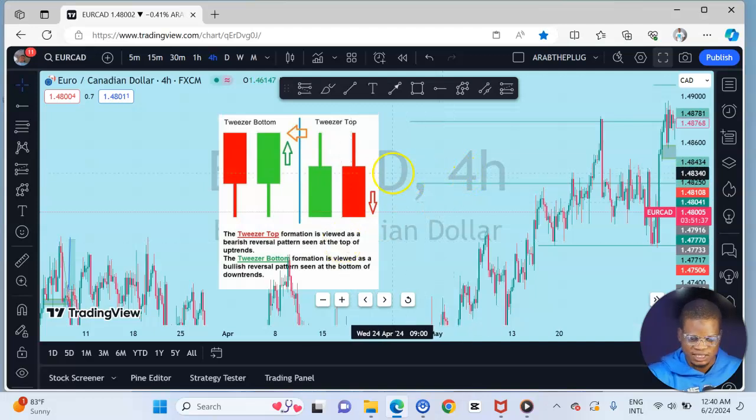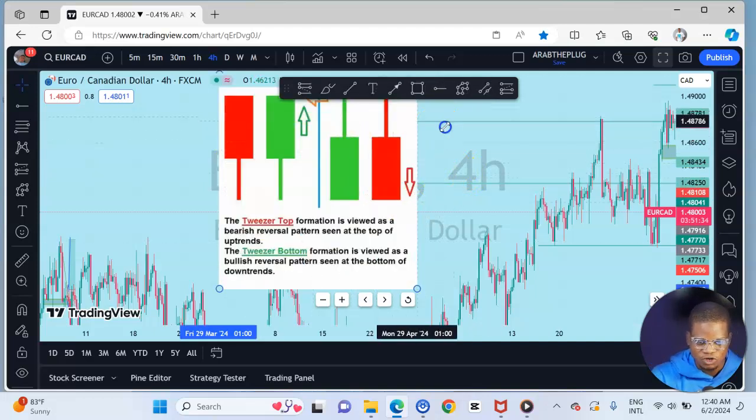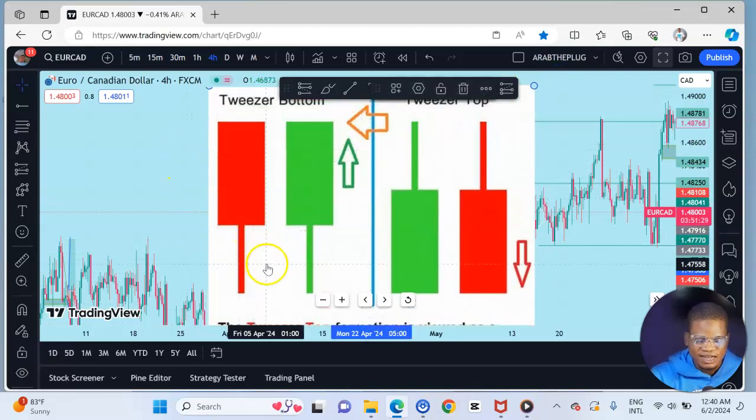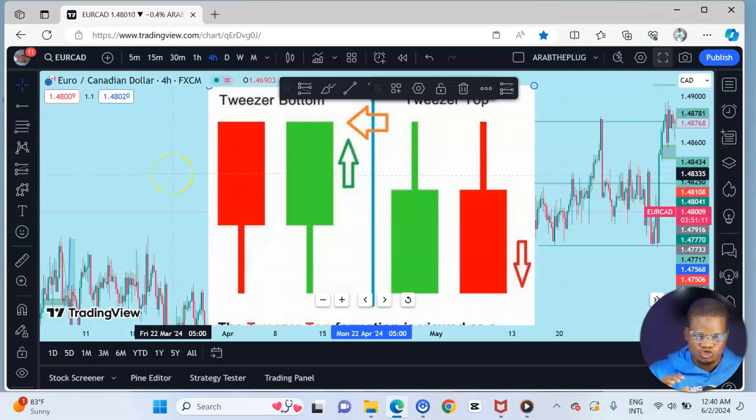But this is the concept of tweezer: the market gave us two times price rejection, because when you see a long shadow or a long wick on the candlestick, it means rejection. It means price tried to come down, but it was rejected, right? So this is two times rejection. Let me give you the logic. Let's do the normal candlestick anatomy. This is the opening price.